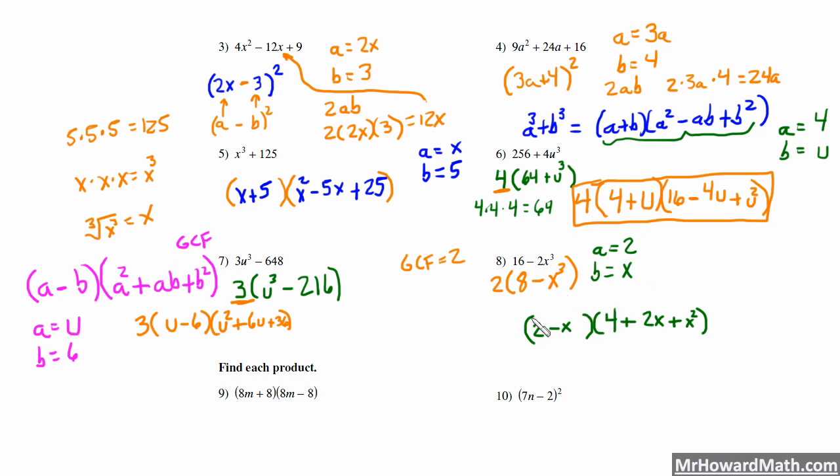And then we cannot forget this 2 out in front. So it's 2 times the quantity, 2 minus x times 4 plus 2x plus x squared, and we are done.